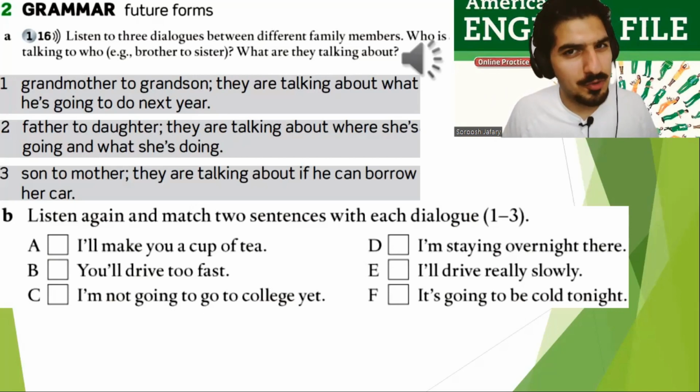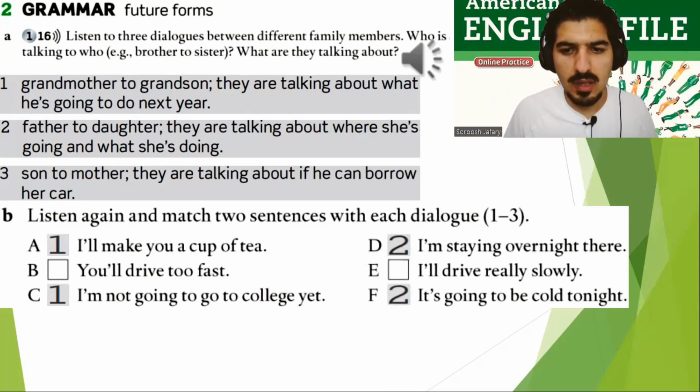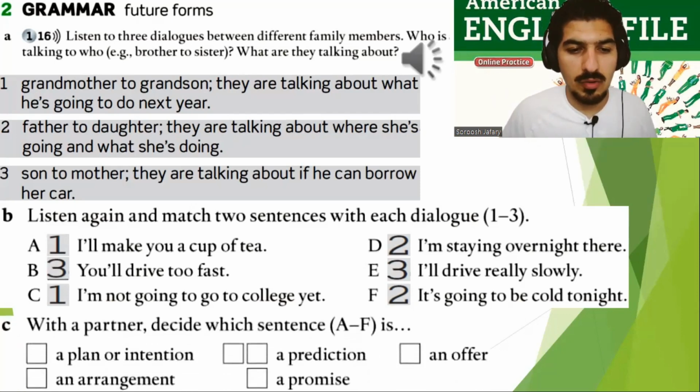Okay, you know the drill. Check your answers with your friends. Okay, for the first one, I'll make you a cup of tea. I'm not going to go to college yet. All right, for the second one, number two, I'm staying overnight there. It's going to be cold tonight. And the last one, you'll drive too fast. I'll drive really slowly. Great. You did them all right.